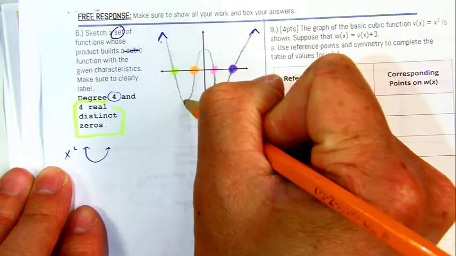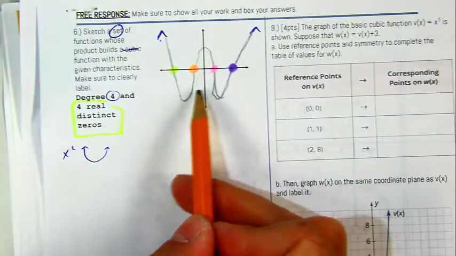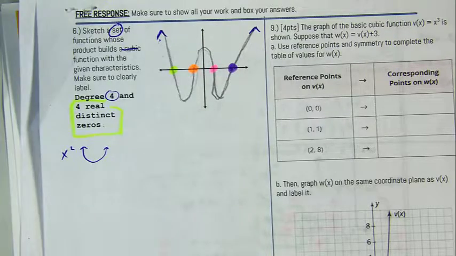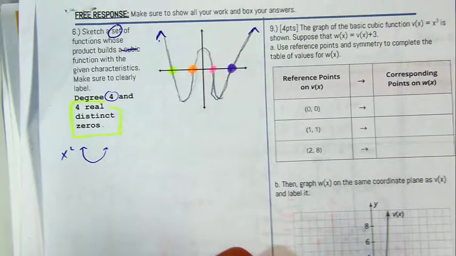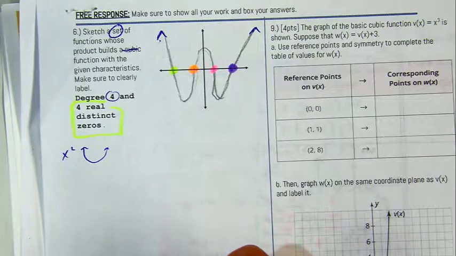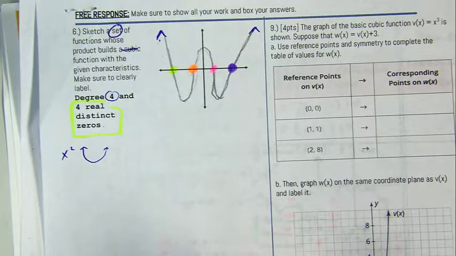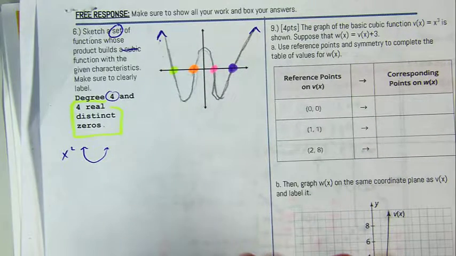Now, if you did this, this was the most common mistake. And let me tell you what I would have given you. If you did 2 points, if you just drew some quartic function, if you did the quartic like I just did, I'm going to give you 3 points. It's a common mistake. So quartic with 4 distinct zeros.